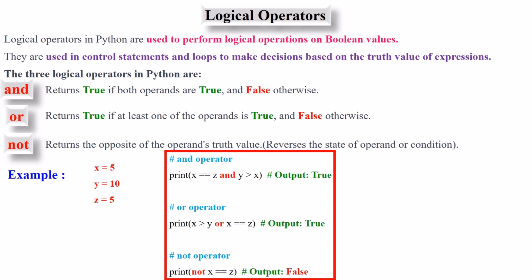In the third print statement, the not operator reverses the truth value of an expression. If the expression is true, not makes it false. If the expression is false, not makes it true. In this case, the expression x equal to z evaluates to true because x and z both have a value of 5. The not operator then negates the truth value of x equal to z. Since x equal to z is true, not x equal to z evaluates to false.